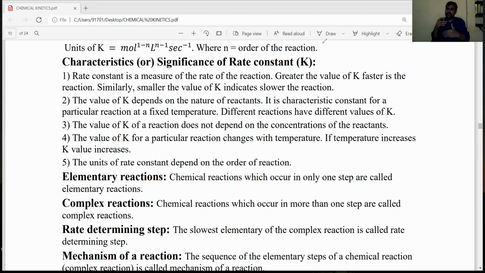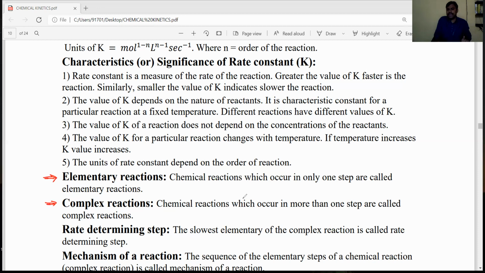So before discussing molecularity and order, first we need to discuss the types of reactions in chemical kinetics. Based on chemical kinetics, to explain the reaction mechanism, the chemical reactions are defined as two types. One is elementary reactions, the second one is complex reactions.